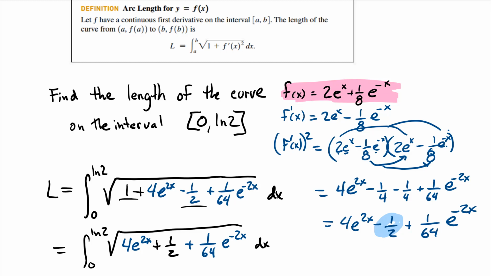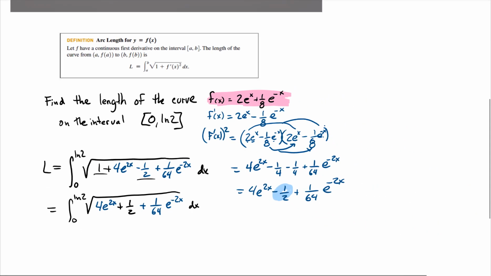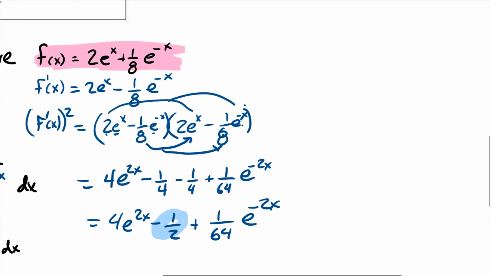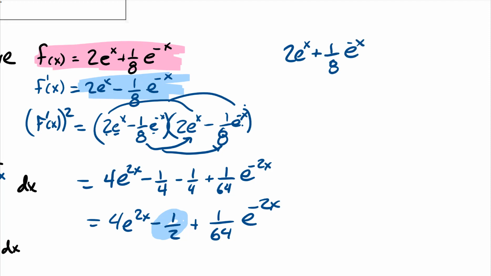Now do you see it? Do you see why this is cooked up? What would this have been, just over to the right now? Remember how we squared up our f prime? What would have happened if this was 2e to the x plus 1/8 e to the negative x when we squared it? What would this turn out to be?